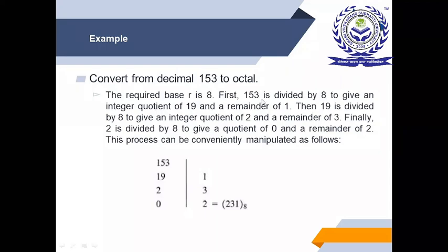Now the first remainder is a0, then a1, a2. So I can write it as 2, 3, 1 base 8. That means 153 base 10 is equivalent to 231 base 8.